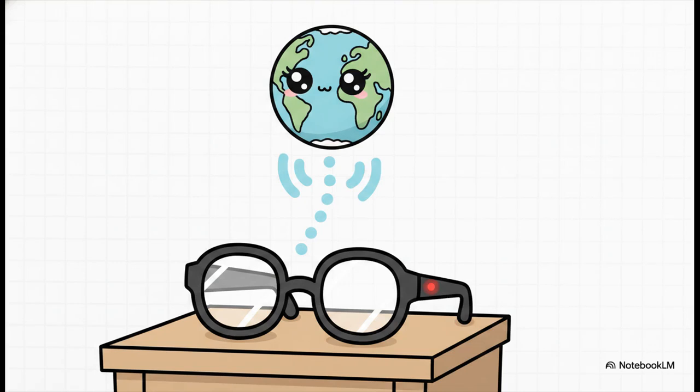So picture this. It was bedtime, and a man named David Jones took off his Meta smart glasses, just casually placing them on his bedside table. Right after, his wife, Catherine, walked into the room and began undressing. But here's what neither of them realized.